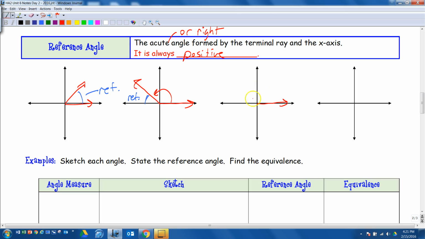In quadrant 3, the reference angle is just this angle right here. It's the answer that you're at minus 180, and it'll give you the remaining. And in quadrant 4, the reference again is from the end back to the x-axis, the closest way. So this would be your reference. So that is the 4 different ways. In quadrant 1, it's the same thing as the angle itself. Quadrant 2, it's just whatever gets you to 180. Quadrant 3 is subtract 180 from your answer. And quadrant 4, subtract your answer from 360.